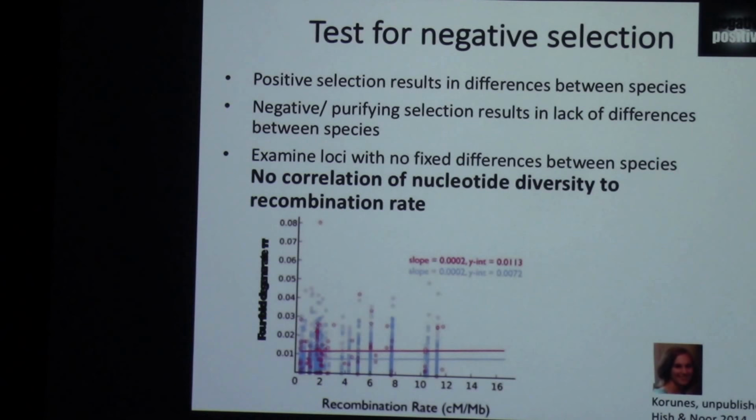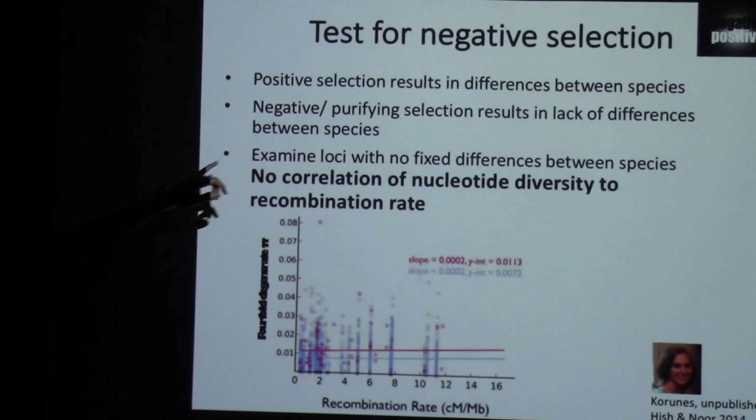There's an interesting thing about background selection I think a lot of people don't think about. So positive selection, if you're thinking about the standard, typical, hard selective sweeps, those always result in a difference between species. If a new mutation arises and spreads to fixation in one species, you now have a fixed difference. In contrast, negative purifying selection results in a lack of difference between species, right? So a new mutation comes up and it's taken out. Mutation comes up, it's taken out.